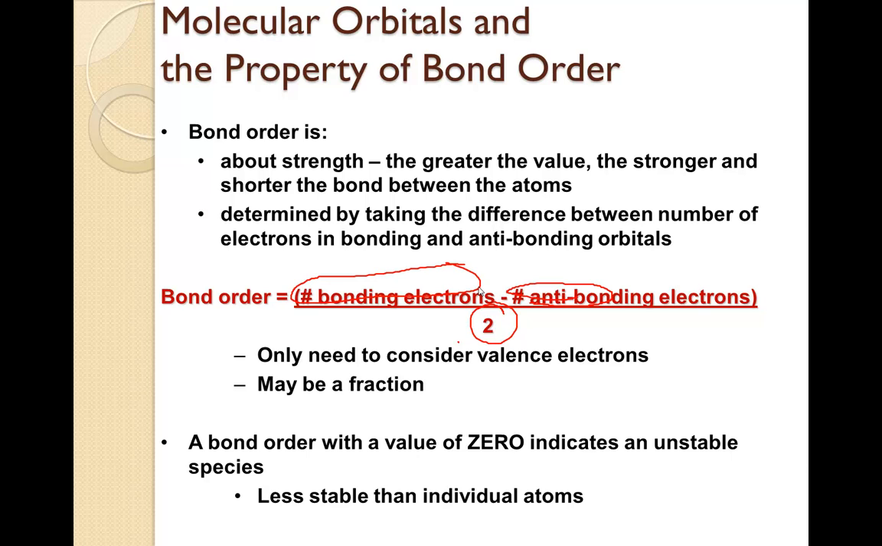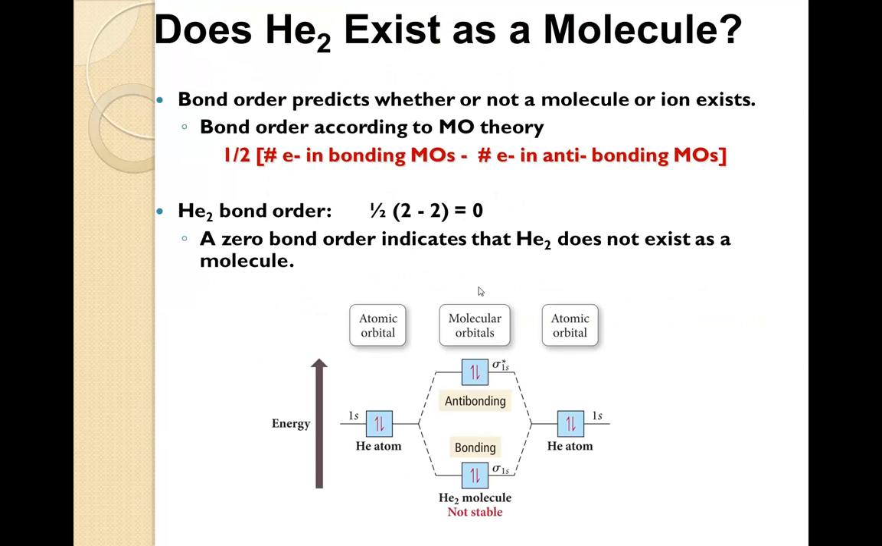A bond order with a value of 0 indicates an unstable species, less stable than the individual atoms themselves, so therefore they're not going to bond. So does helium exist as a molecule? We know from our experiences that helium is a noble gas, and noble gases typically don't react readily. At least not as readily as the other atoms on the periodic table. So let's see in theory if it's supposed to exist.